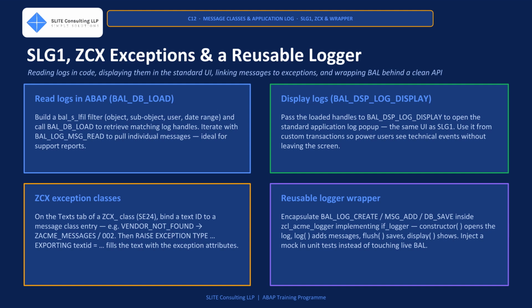Second, ZCX exception classes in C12 can link their text IDs directly to message class entries. On the Text tab of the exception class, define a text ID and map it to a message class, message number, and attribute to placeholder mapping. When RAISE EXCEPTION fires with that text ID, the get_text method on the exception automatically resolves the message class entry with the exception's attribute values substituted for the placeholders. This gives you typed exception handling with translation-ready message text.